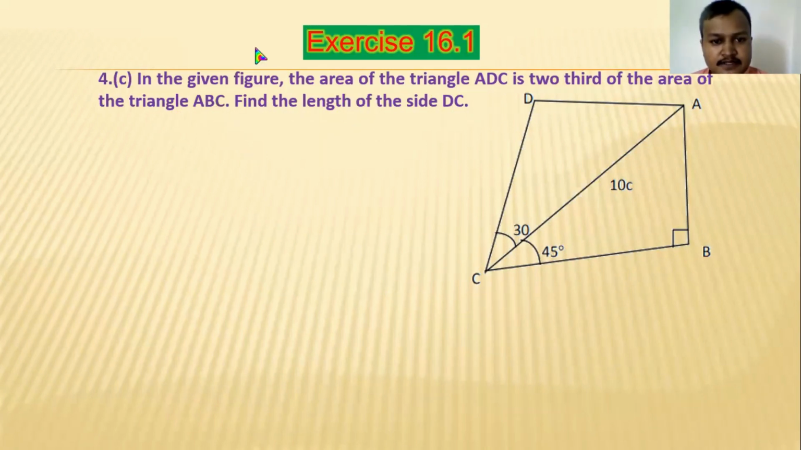So at first, look at the triangle ABC. A 45-degree angle is given. The side opposite to it is the perpendicular. This one is the hypotenuse. BC is the base. Hypotenuse is 10 centimeter. Perpendicular AB we don't know. BC is the base, and the angle of reference, angle ACB, is 45-degree. So these things are given to us: angle of reference 45-degree, hypotenuse 10, base BC.